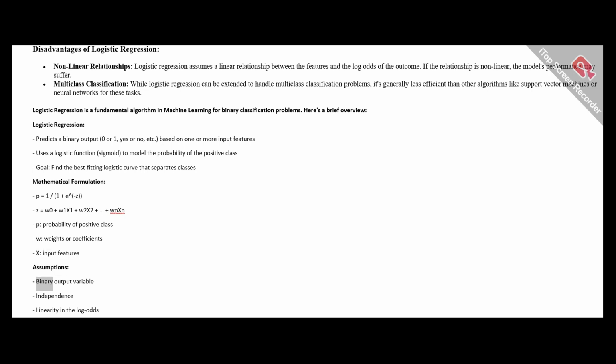Assumptions. Binary output variable. Independence. Linearity in the log odds. No multicollinearity. Evaluation metrics. Accuracy. Precision. Recall. F1 score. ROC AUC, receiver operating characteristic area under curve.